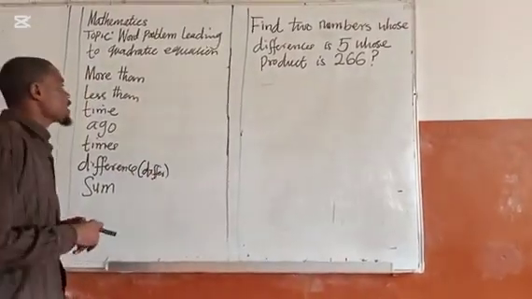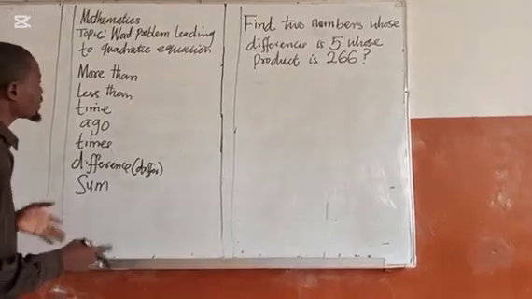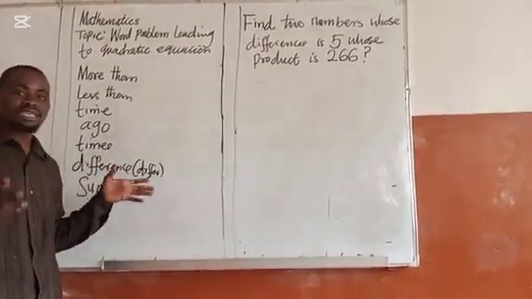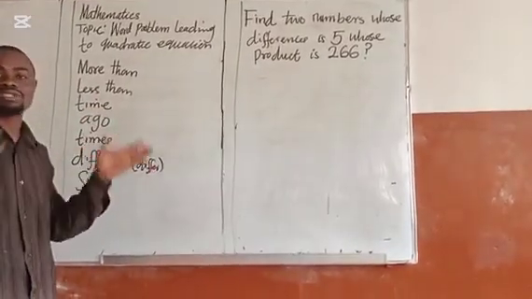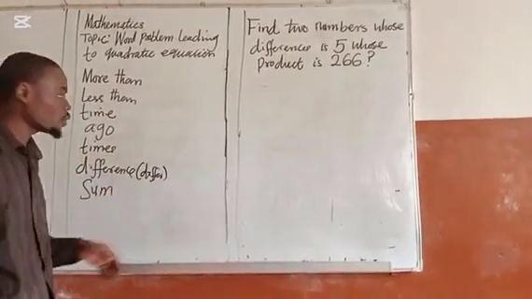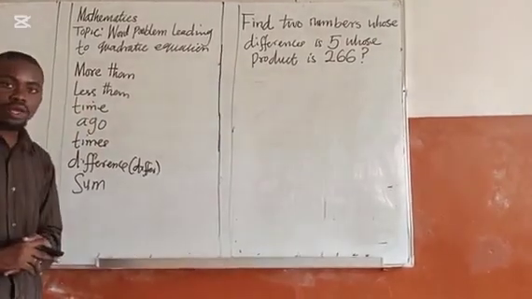So today's topic is problems leading to quadratic equations. And there are some things we're supposed to know in general in our word problems, whether it is simultaneous equations, linear equations, and so on. These are the things you're supposed to know.